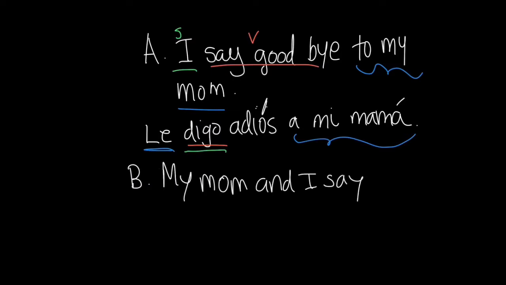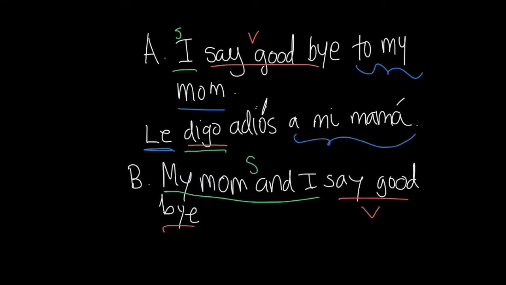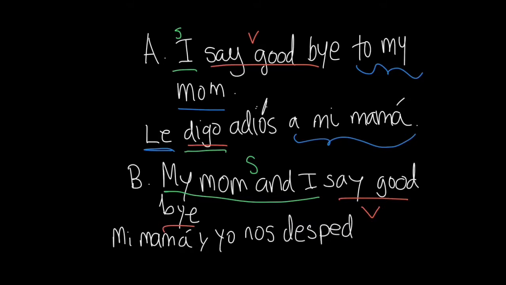In this sentence, my mom and I say goodbye. So notice that in this case, I have two subjects, my mom and I, and then I have the verb. So in this case, the equivalent will be mi mamá y yo nos despedimos. So when there are two subjects with a verb, they are sharing this action.